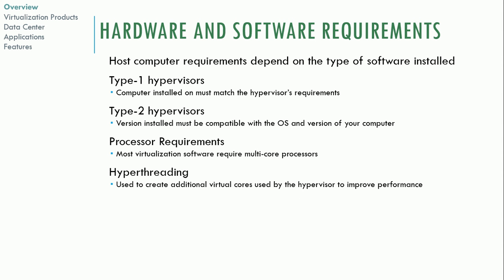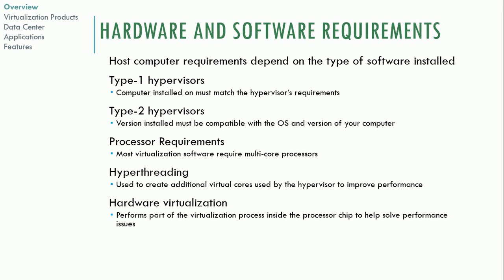Hyperthreading is used to create additional virtual cores used by the hypervisor to improve performance. You also have hardware virtualization, which performs part of the virtualization process inside the microprocessor to help solve performance issues. And then you have data execution prevention, or DEP, which helps you isolate different VMs when you enable that feature. And that's something you can turn on in Windows.